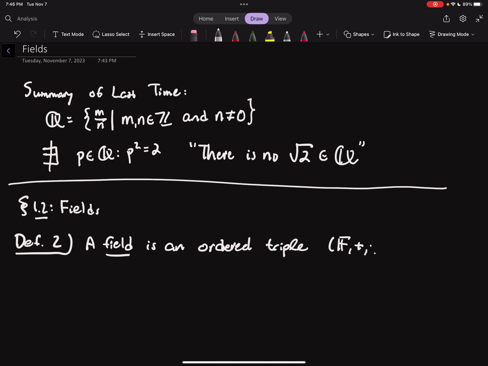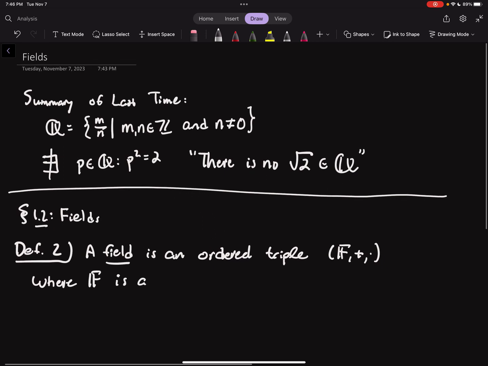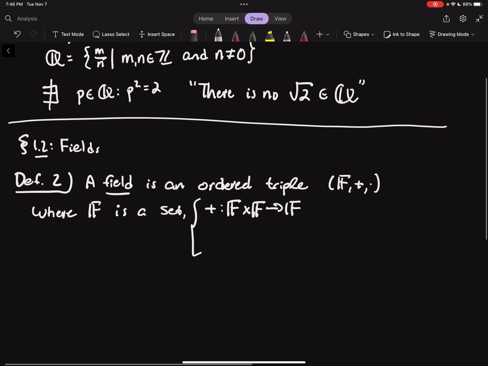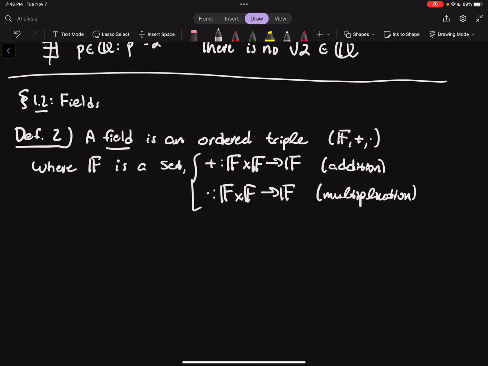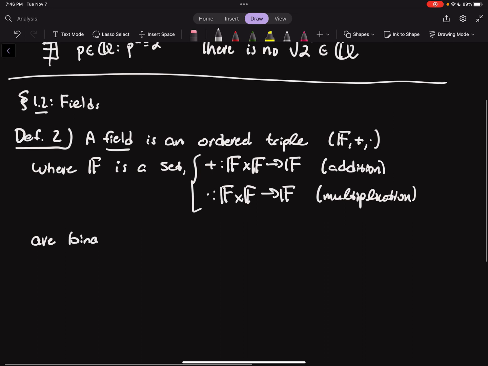(F, plus, dot), where F is a set and plus and dot, we call these addition and multiplication, are binary operations on F. So basically by that we mean each of these is a function that takes 2 elements of F and returns another element of F.